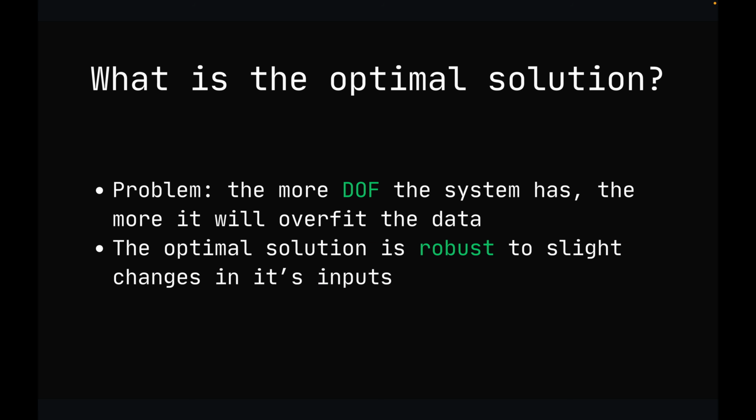Up to now, I talked about the best solution, but what is actually the optimal solution? The problem is that the more degrees of freedom our system has, the more it will overfit the data. So our optimal solution isn't just one lucky combination of parameters, but is something that is robust over slight changes in both the data and the parameters themselves.